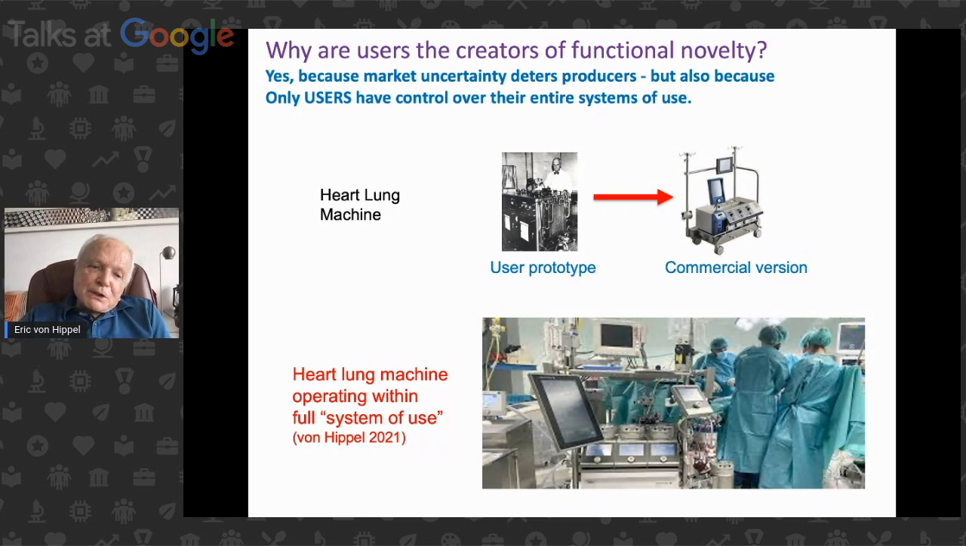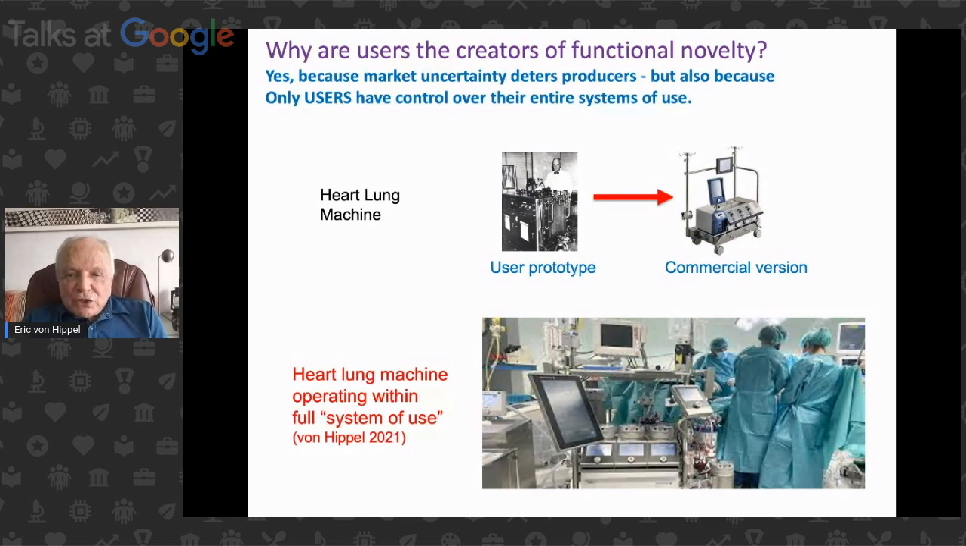But if you look below, what you see is that the entire system of use that the heart-lung machine operates within is sort of unavailable to the producer. The producer makes a heart-lung machine. The person who can innovate within the system of use is the person who actually uses it.